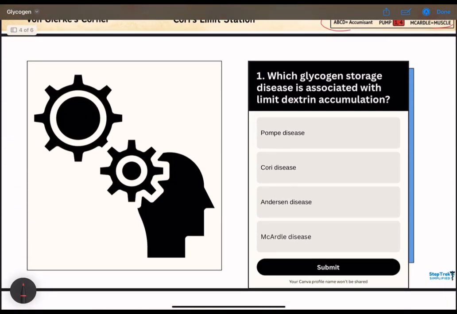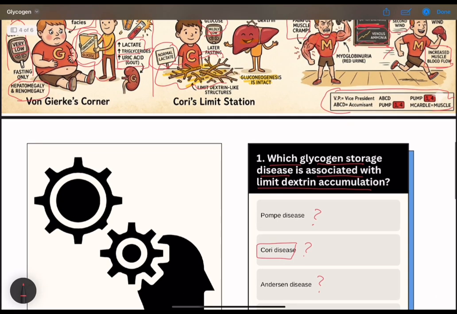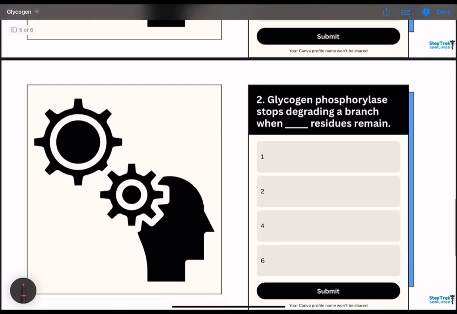Number 1. Which glycogen storage disease is associated with limit dextrin accumulation? Pompe disease, Cori disease, Andersen disease, or McArdle disease? And the correct option is Cori disease, Cori disease for the limit dextrin-like structures. Then, glycogen phosphorylase stops degrading a branch when how many residues remain, or limit dextrins? So, limit dextrins consist of 1, 2, 4, or 6 residues, and the correct option is 4.